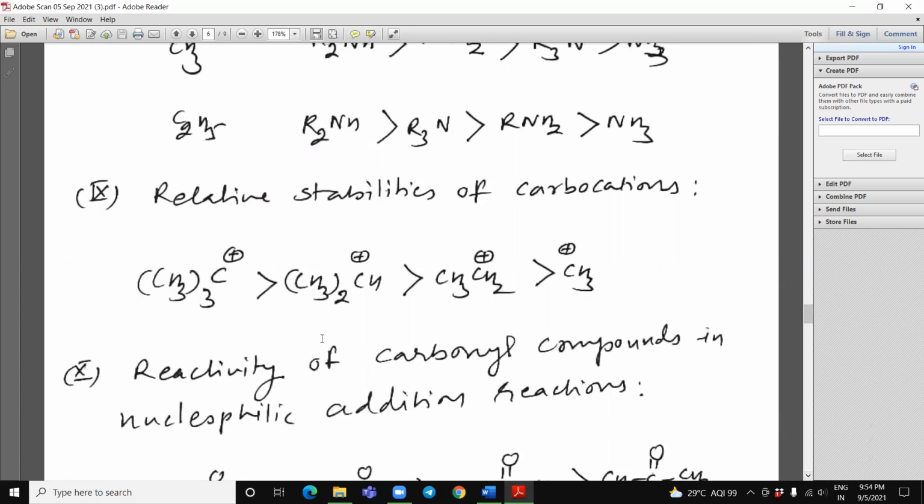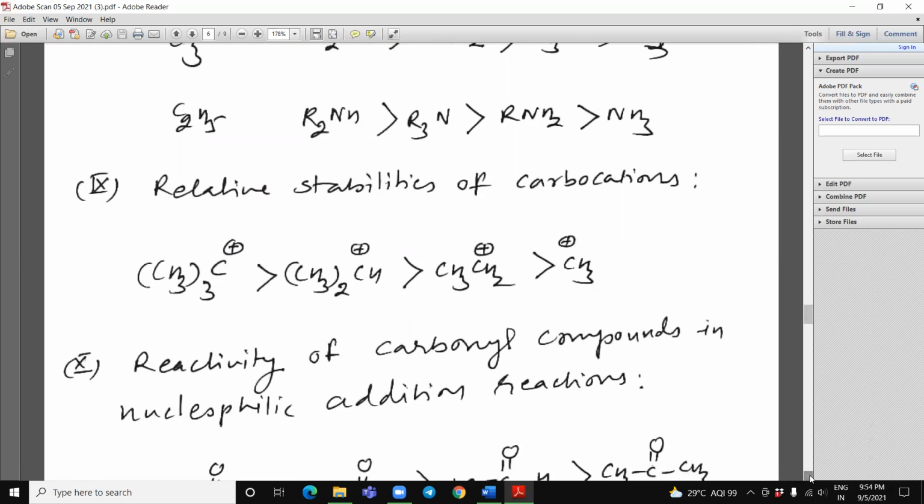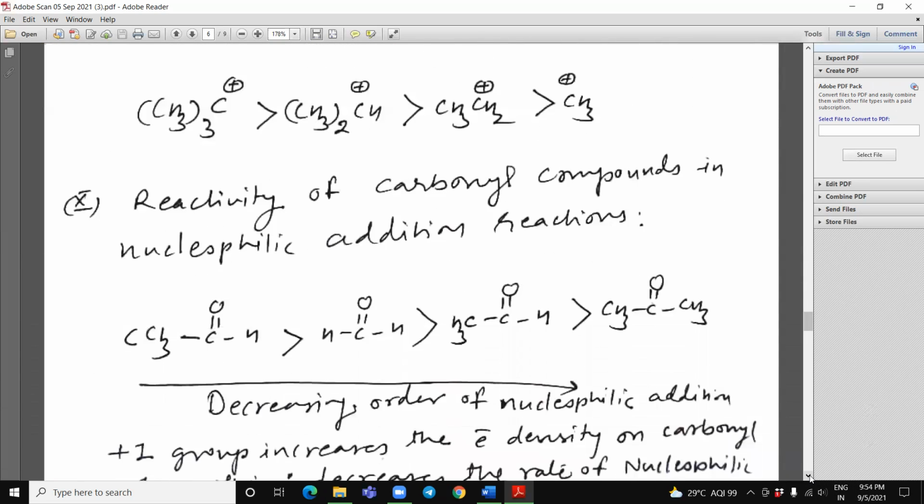Relative stabilities of carbocations. This tertiary carbocation is more stable compared to secondary, and secondary is more stable than methyl carbocation. Reactivity of carbonyl compounds in nucleophilic addition reactions. See here, the decreasing order of nucleophilic addition.